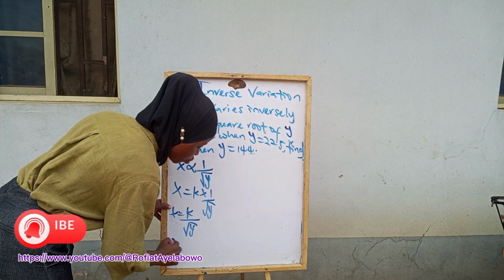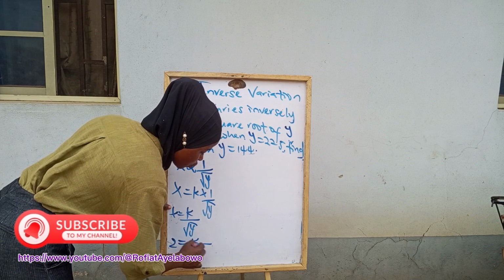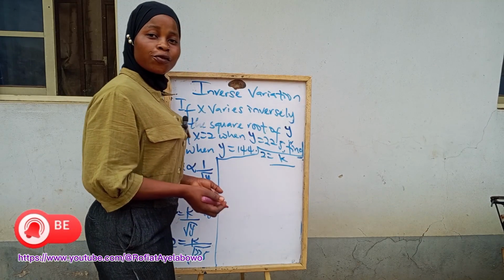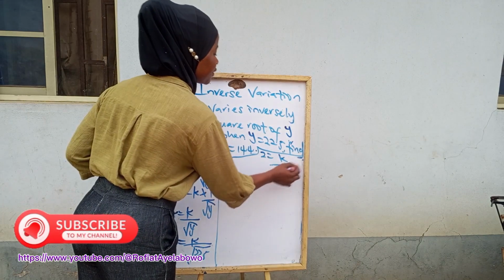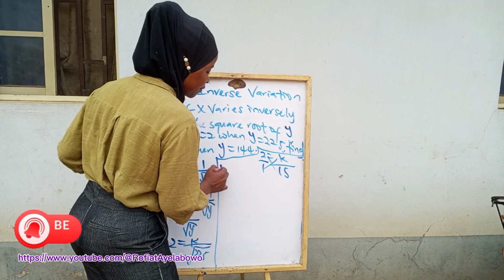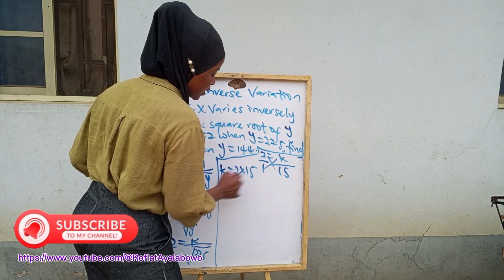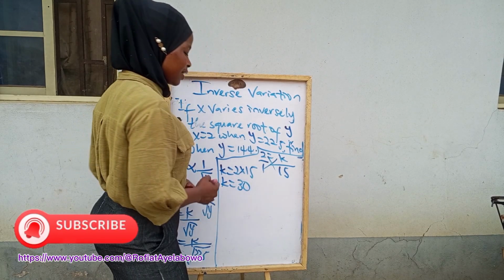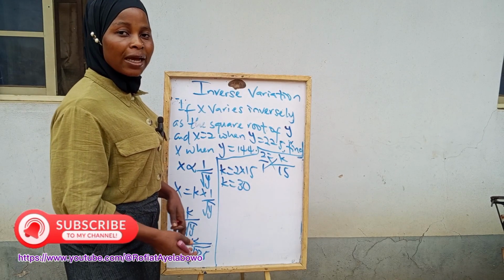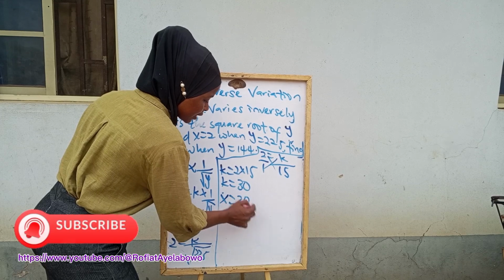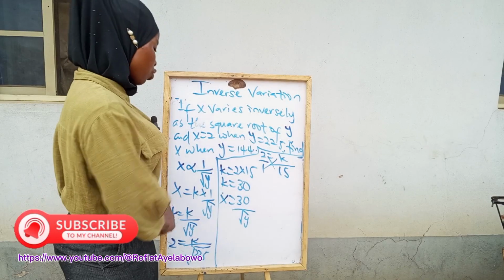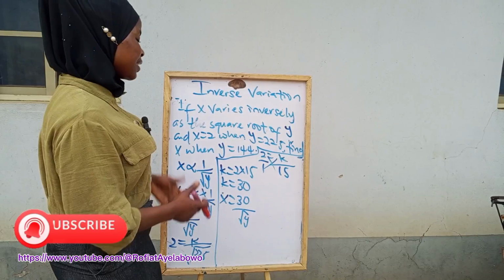We have 2 is equals to k over square root of 225. Square root of 225 is 15. So we are going to write this over 1 and cross multiply. We have k is equals to 2 times 15, and our k is equals to 30. Now we found the value of k. The next thing is to substitute it into our formula. X is equals to 30 over square root of y. So this is the equation connecting both variables, that is x and y.